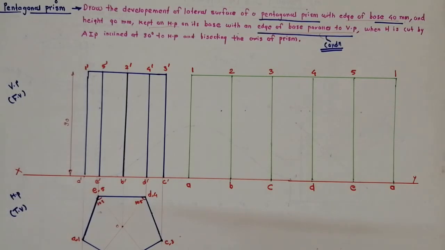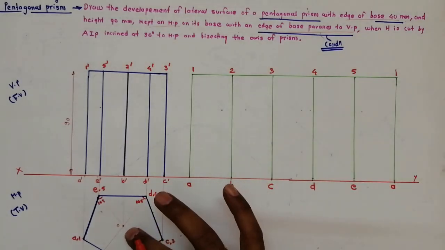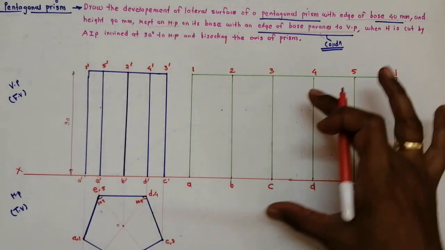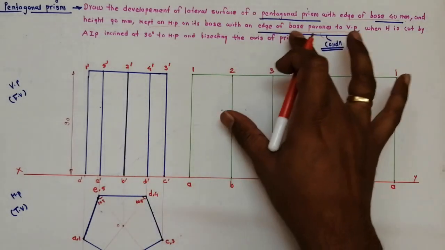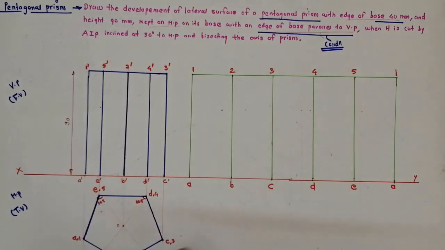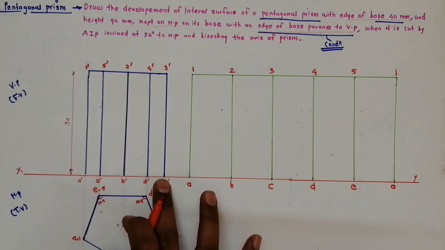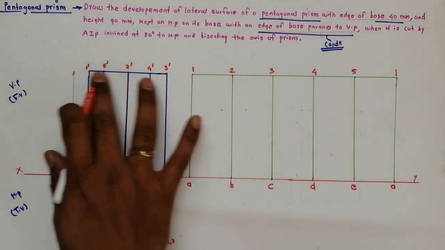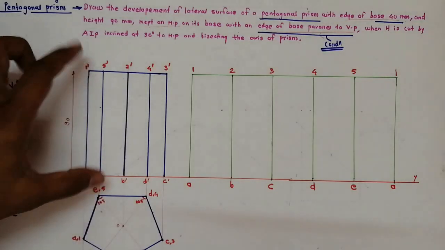Now the next step is the cutting plane. We have completed two steps. First step is construction of the top view and front view. Then the next step, the nomenclature. Since this is a prism, we have to name it twice: A, B, C, D, E and 1, 2, 3, 4, 5. The bottom base is a pentagon, so A B C D E. The top face is also a pentagon, so 1 2 3 4 5. We have named that also.